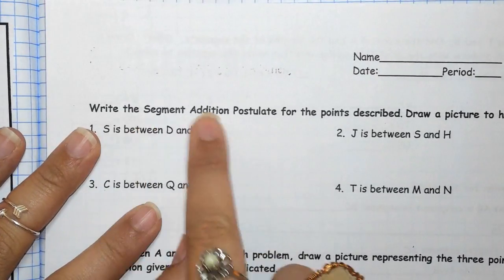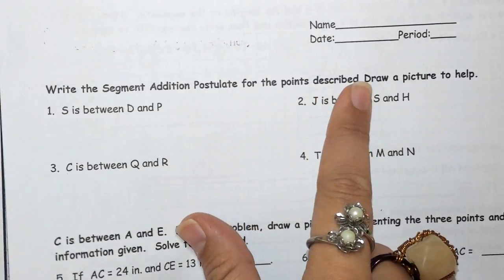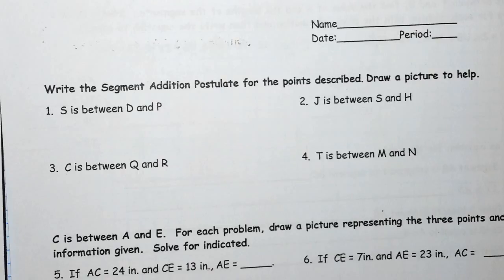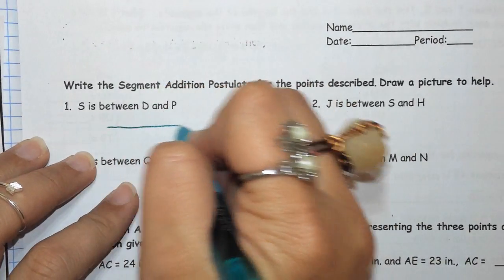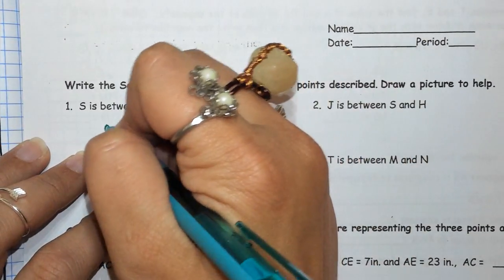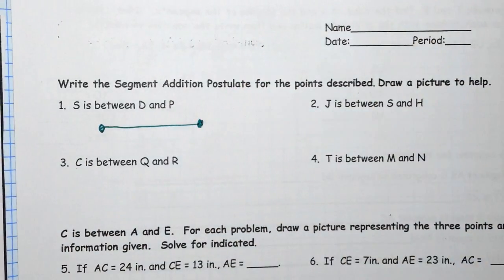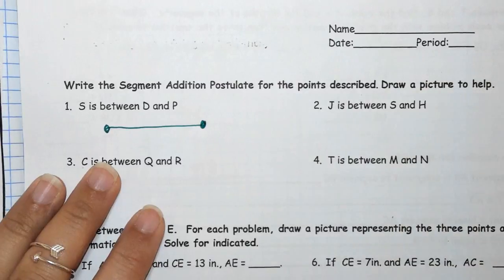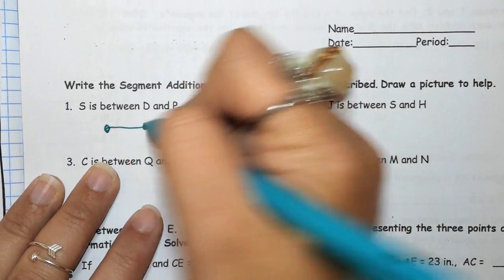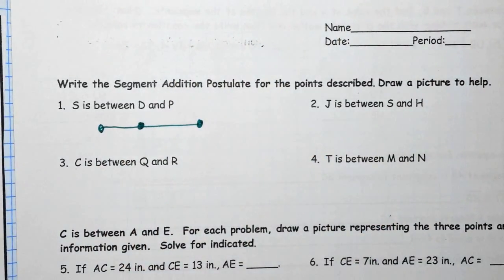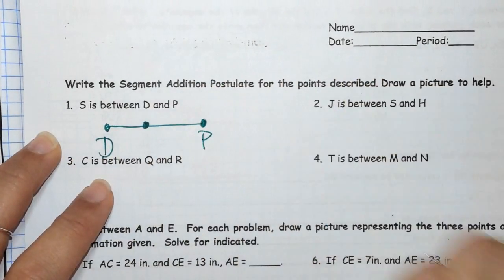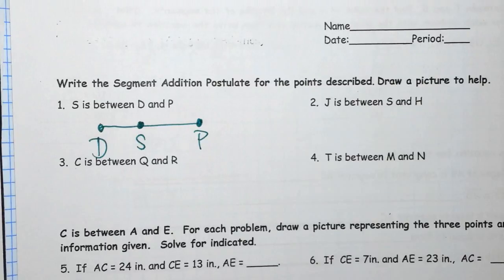Okay, this says write the segment addition postulate for the points described. Draw a picture to help. So I want to draw a picture first, and we practiced doing that a minute ago. Draw me a segment. Put dots on the end. Do we need a third point? Yes. Does it matter where it goes? No. What do you think the end points should be? D and P. And what should go in between them? S.